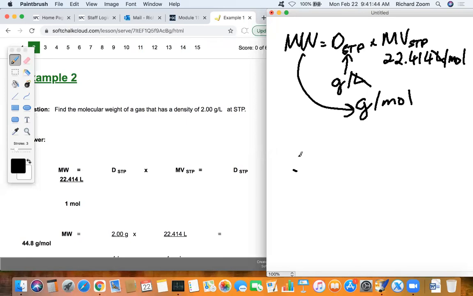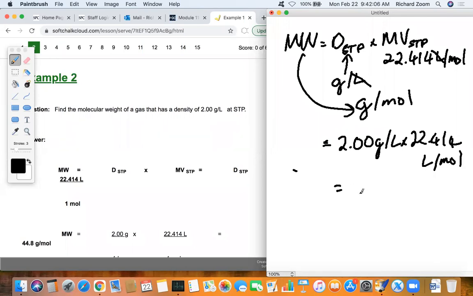So when we're dealing with a problem like this one here, find the molecular weight of a gas that has the density of 2.00 grams per liter. It's fairly simple: it's going to be 2.00 grams per liter times 22.414 liters per mole, and that would be 44.8 grams per mole. So that would allow us to determine the molecular mass of a gas if we know what the density of the gas is at STP.